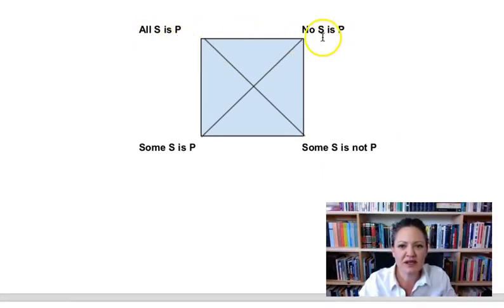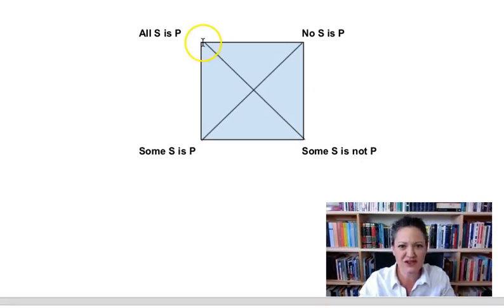All S is P, no S is P: A, E, I, and O statements. Remember, all S is P is an A, no S is P is E, some S is P is I, and some S is not P is O. And we saw several versions of the tricky O statement. I want you to memorize those. Know those forever.